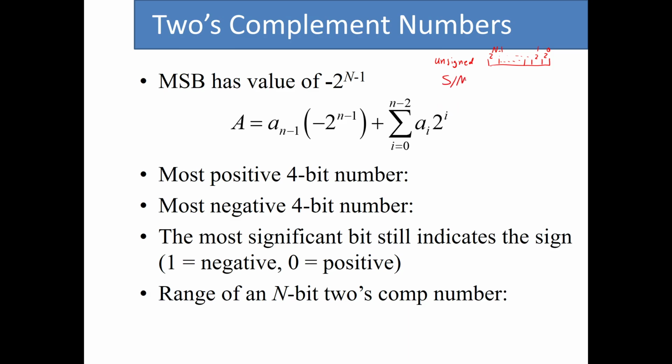For the sign magnitude numbers, with the same representation of n bits, what we had was 2 to the 0, 2 to the 1, all the way to 2 to the n minus 2. For the last bit, the weight was negative 1. As you can see, the last bit, or the most significant bit, in a sign magnitude number has a weight of negative 1, which means that it only represents the sign. It doesn't have any additional magnitude.